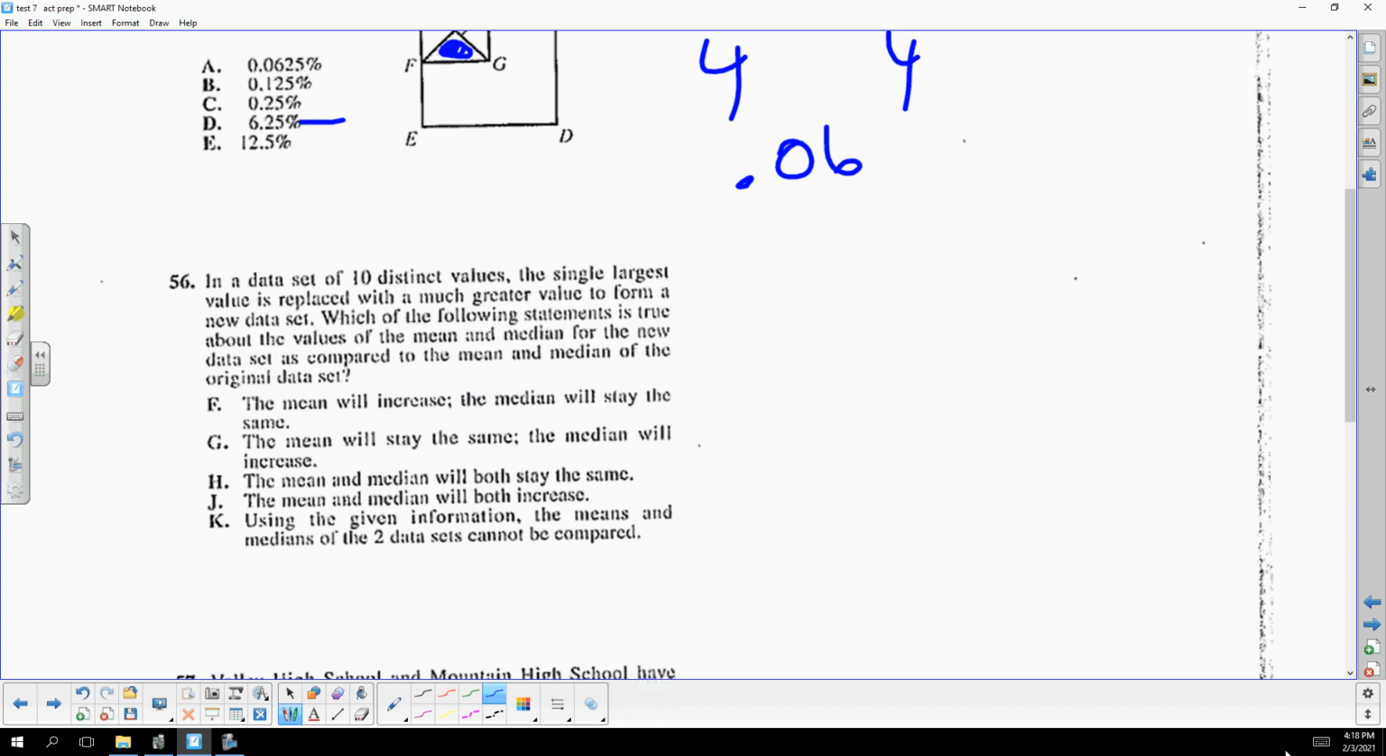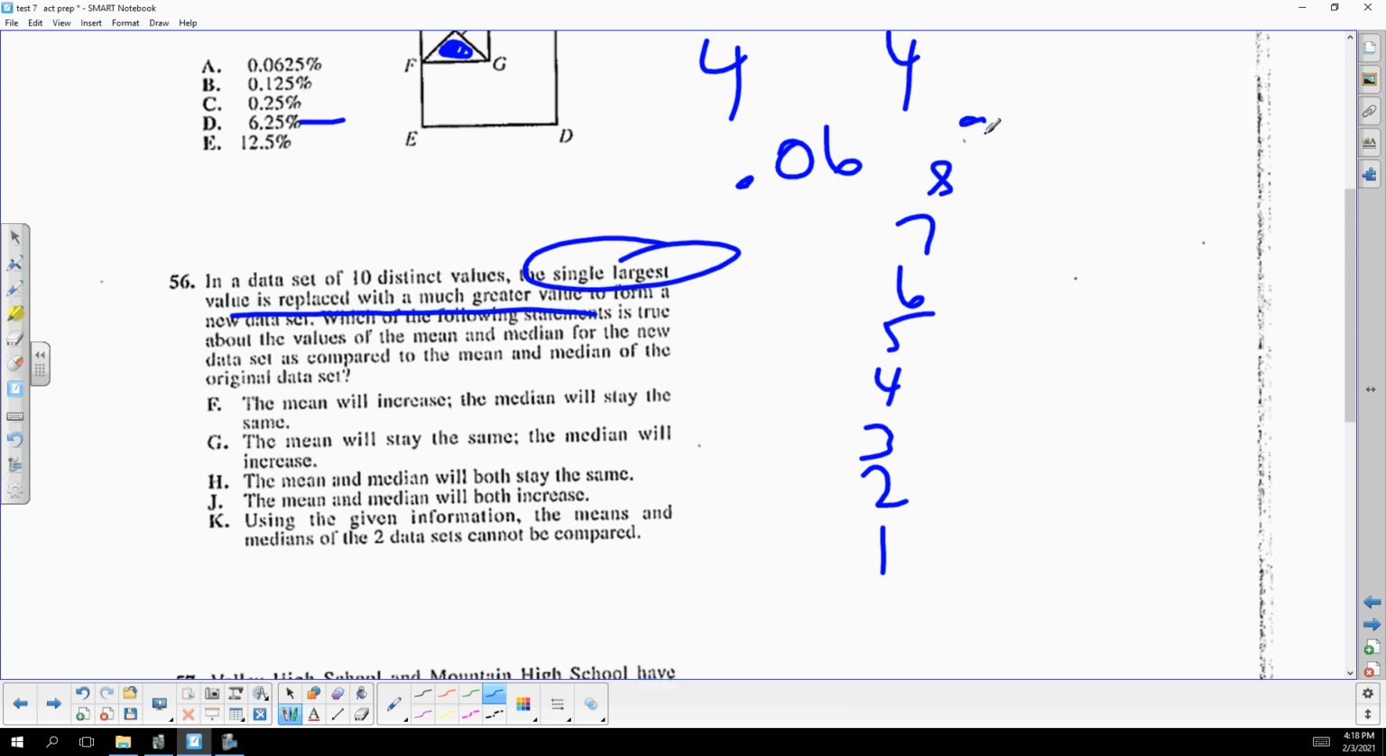Bill Gates problem, if you've got 10 numbers and we take the largest one and we change the value with something way greater. So let's just say we got 1 through 10. We take out the 10 and replace it with 1,000 to be silly. Well, the median's not going to give a care, huh? The median's still going to be the middlest number. It's the mean that's going to go through the roof.